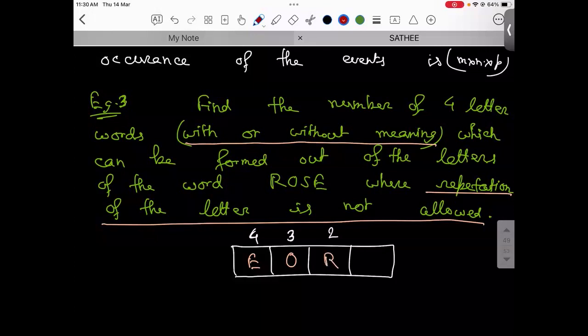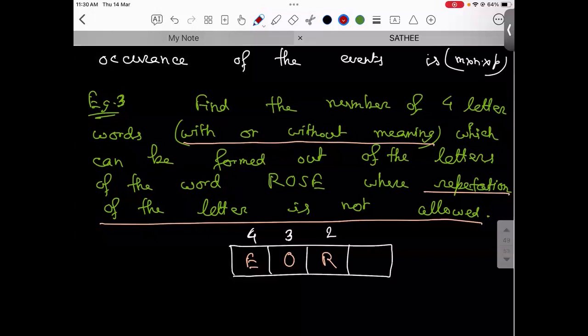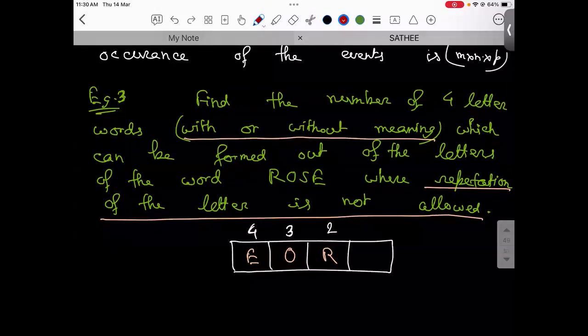You can choose S depending upon you. So you have left with only one choice, that is S. You have left with only one choice.